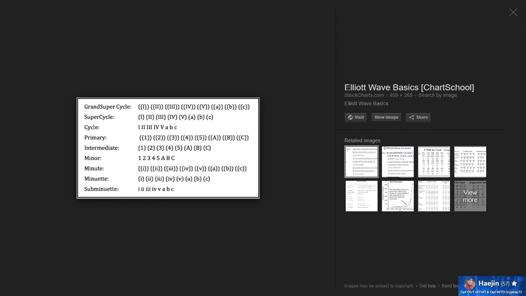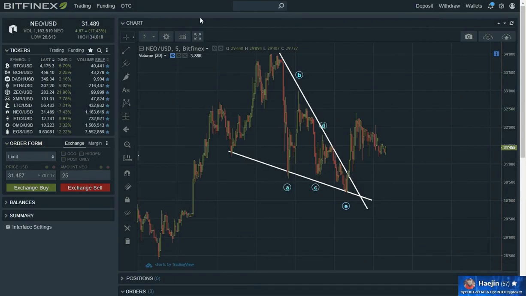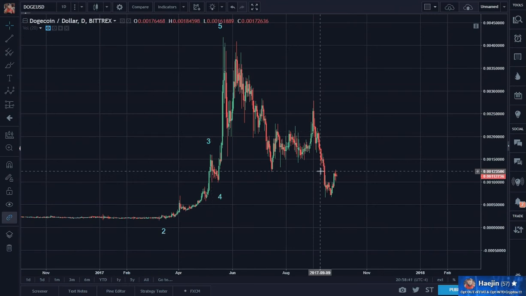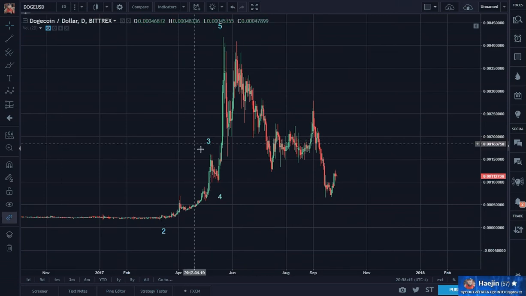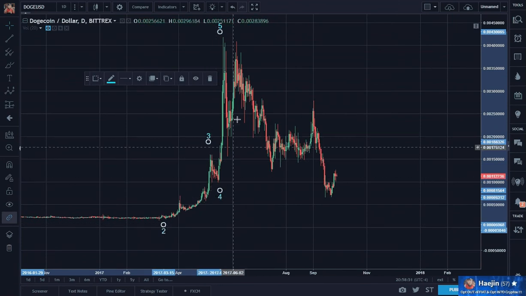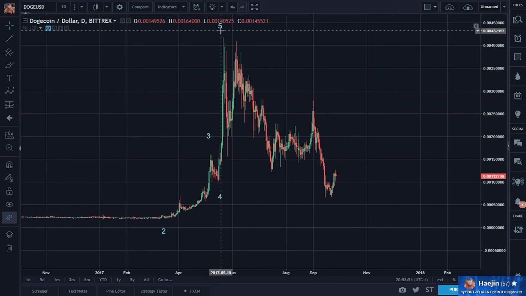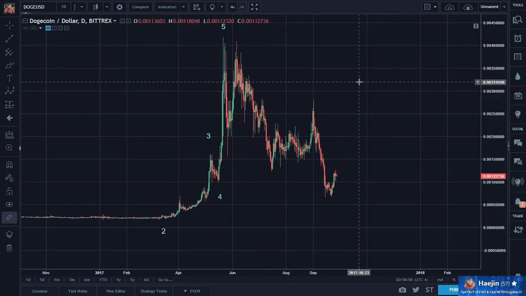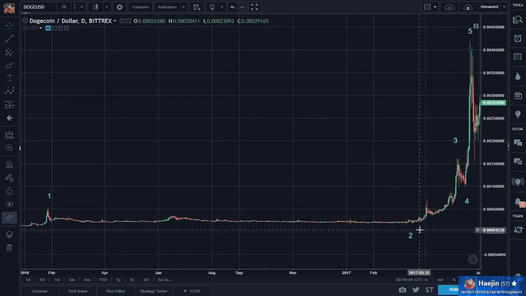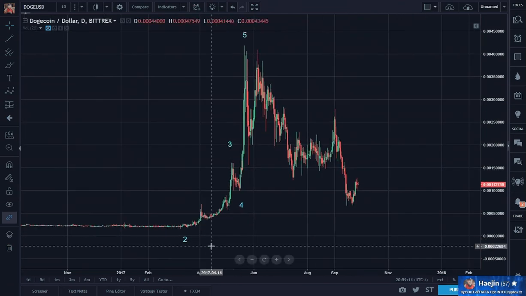Okay. So, nope, not that one. Going back to Dogecoin. And if we check, this is a daily chart. So I will keep it minor because each one encompasses several weeks. And if we have 1 way back here, 2, let's check the rules. Wave 2 does not equal or exceed the start of wave 1. Check.